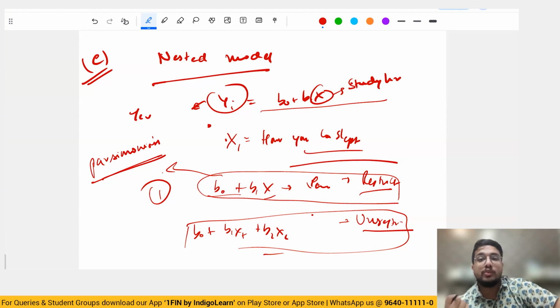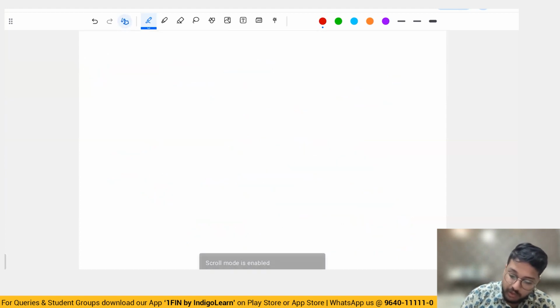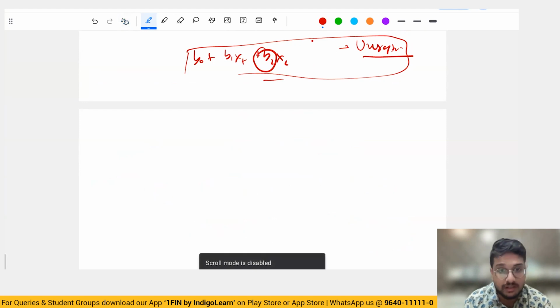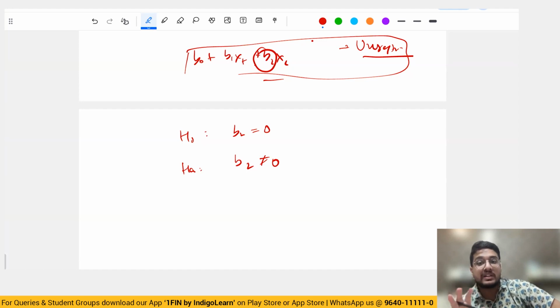Now my objective is to understand if adding one more variable is making any sort of impact in my analysis. If this additional variable is making any sort of impact, I will do a hypothesis test where my H naught shall be that b2 is equal to 0. This additional variable has no statistical significance, that is the null hypothesis, and my alternate shall be that this has some sort of statistical significance.